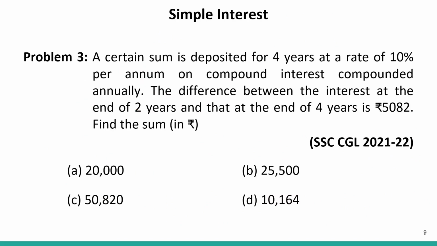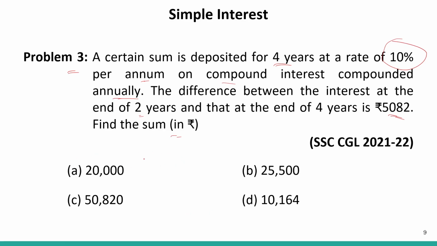So let's see problem number 3. A certain sum is deposited for 4 years at a rate of 10% per annum on compound interest compounded annually. The difference between the interest at the end of 2 years and that at the end of 4 years is 5082. Find the sum in rupees. This question appeared in the SSC CGL 2021-22 paper. The options are 20,000, 25,500, 50,820 or 10,164. Let's see which among these four is actually the correct answer.